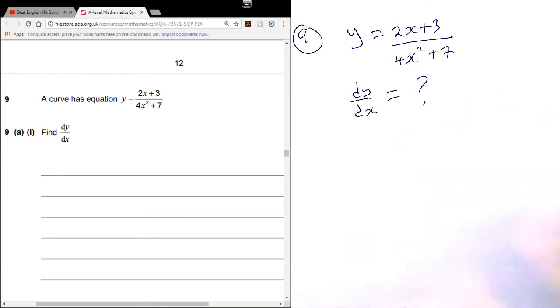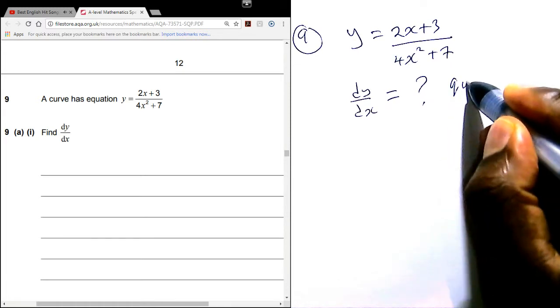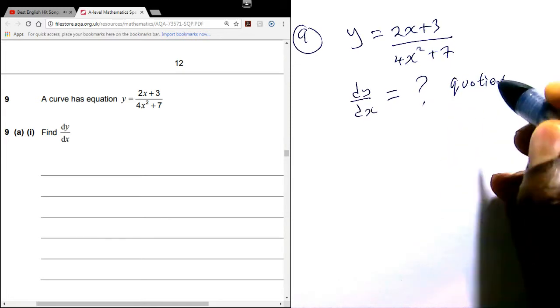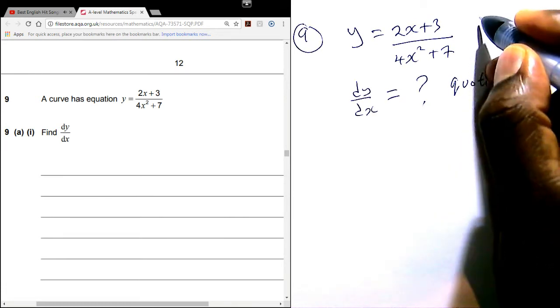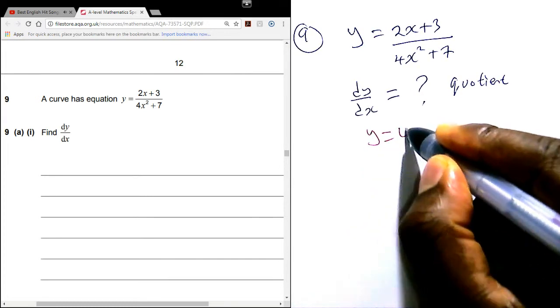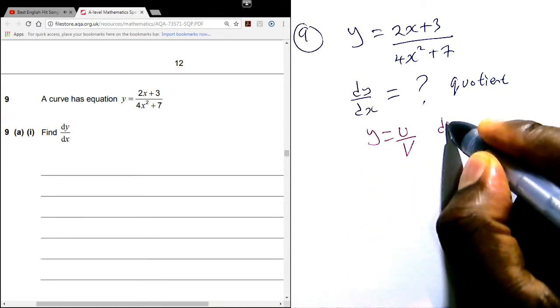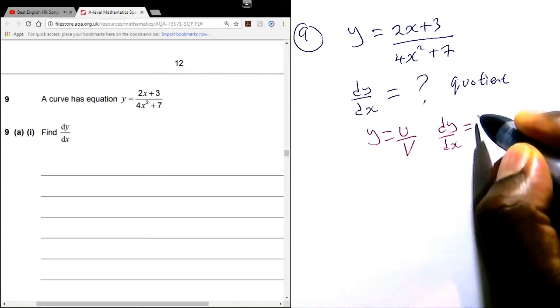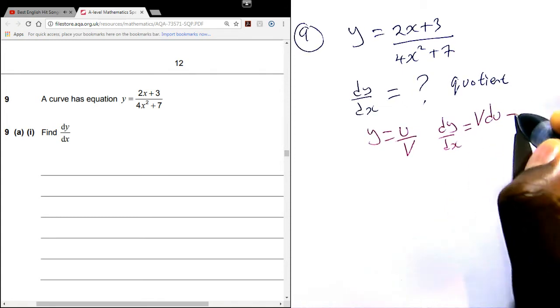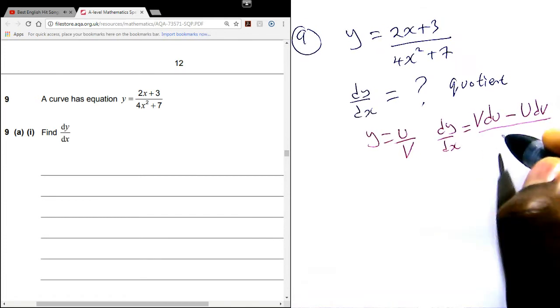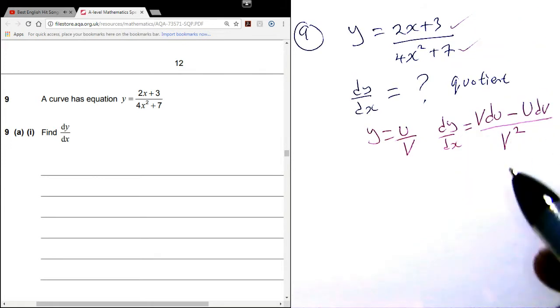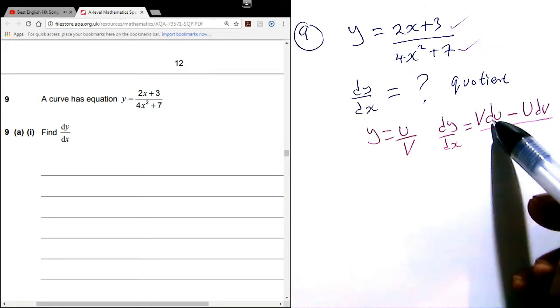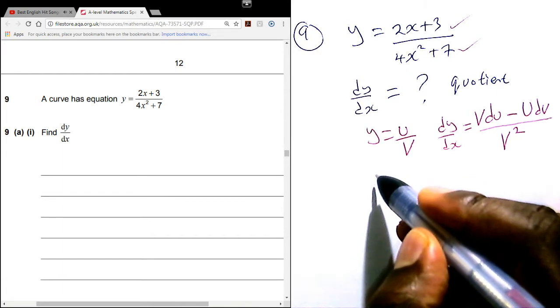Now, this should remind you of quotient rule. Quotient rule lets you deal with dy dx when you have a fraction. So pretend that the question you have is u over v. If y equals u over v, quotient rule says that dy dx would be v du minus u dv over v squared. Can we tell what our u is and what our v is? Can we therefore tell what du is and dv? If we can, then let's do it.